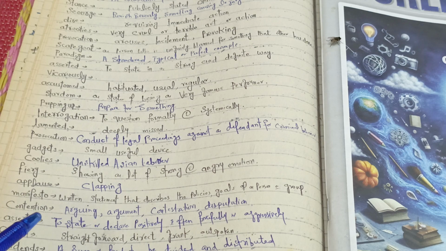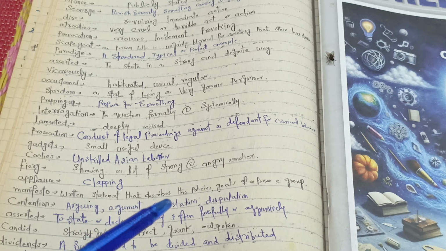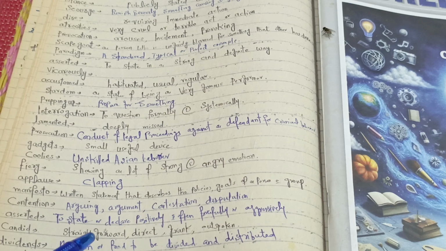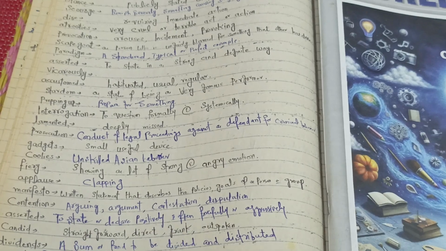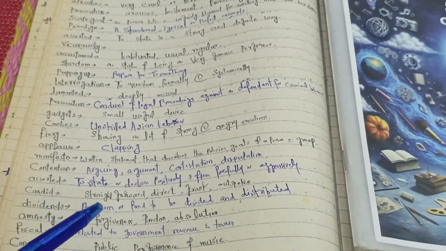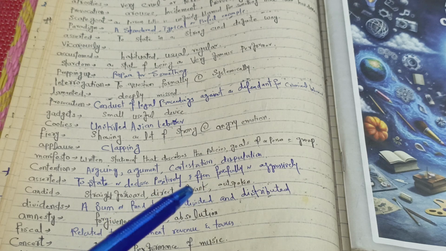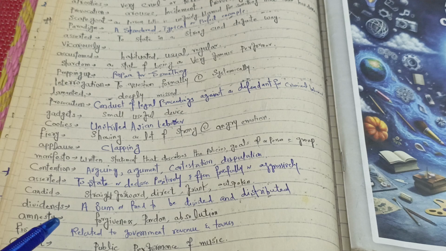Next one, contention, arguing, argument, contestation, or disputation. Next one, asserted. So to state or declare positively and often, forcefully or aggressively. Next one, candid. So straightforward, direct, frank, outspoken. Extrovert, we can say.